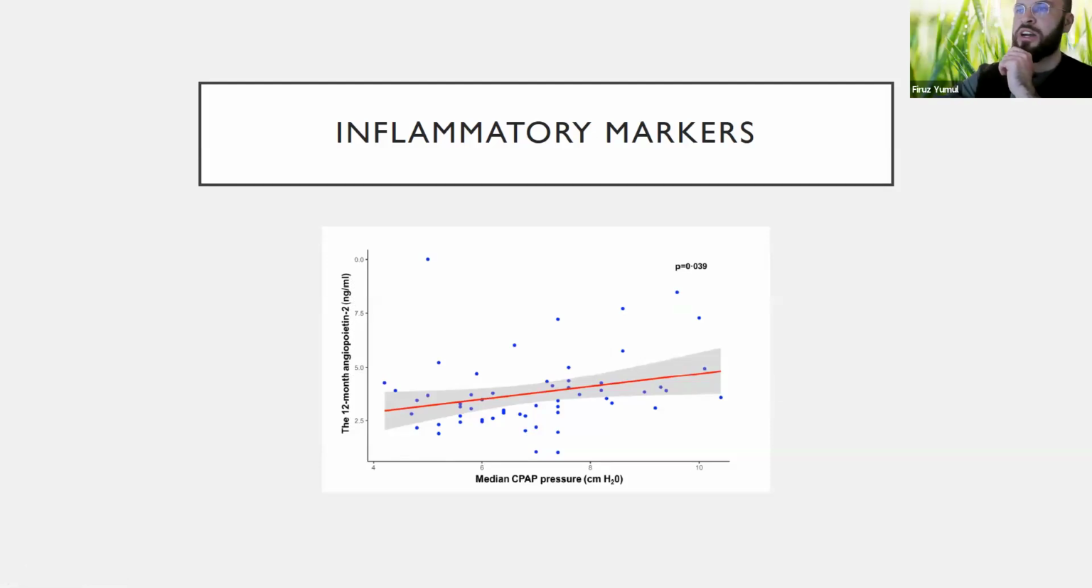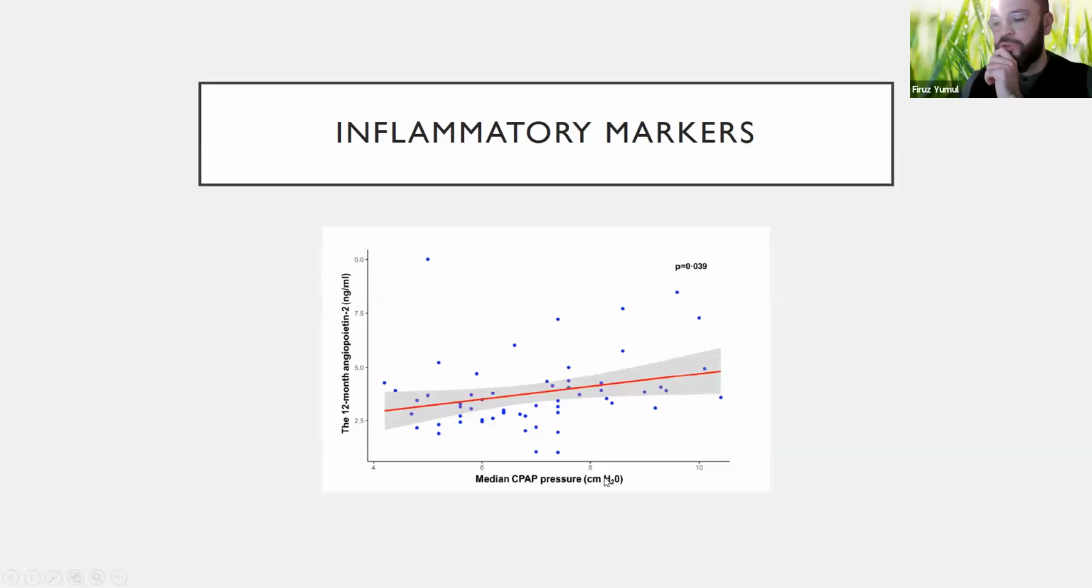Is it adjusted for how bad their sleep apnea was? Because obviously if you have worse sleep apnea, you might expect higher CPAP. Yeah, the study did say it was adjusted. I don't know if they could have adjusted it for that graph. I'm not sure. That's a good question.